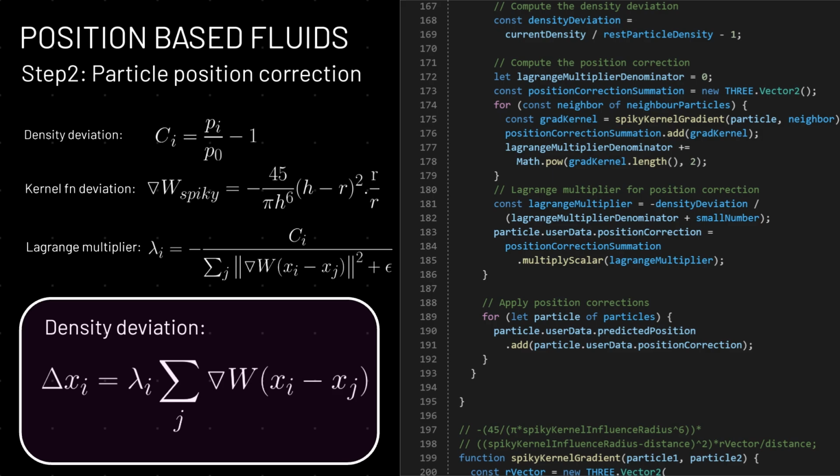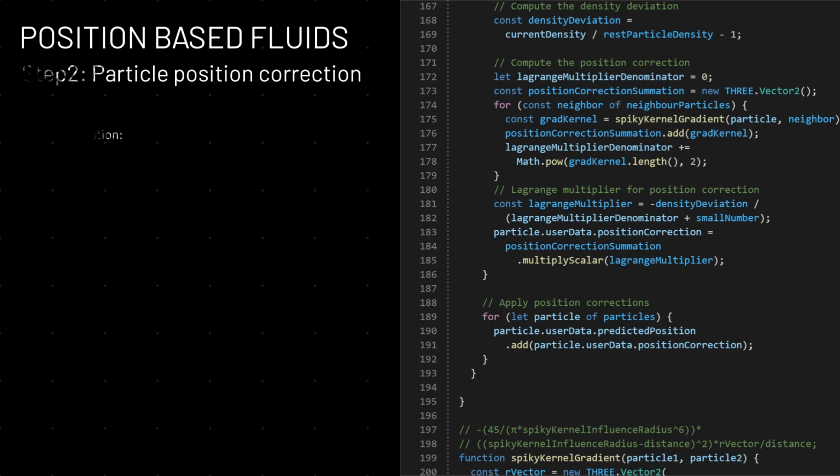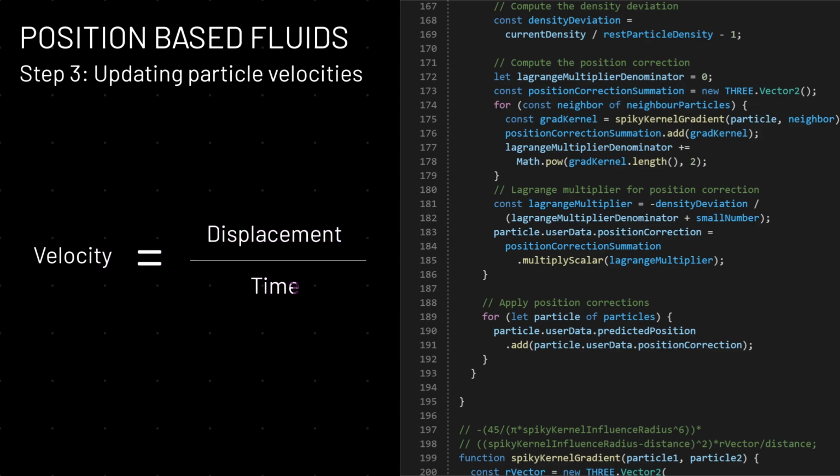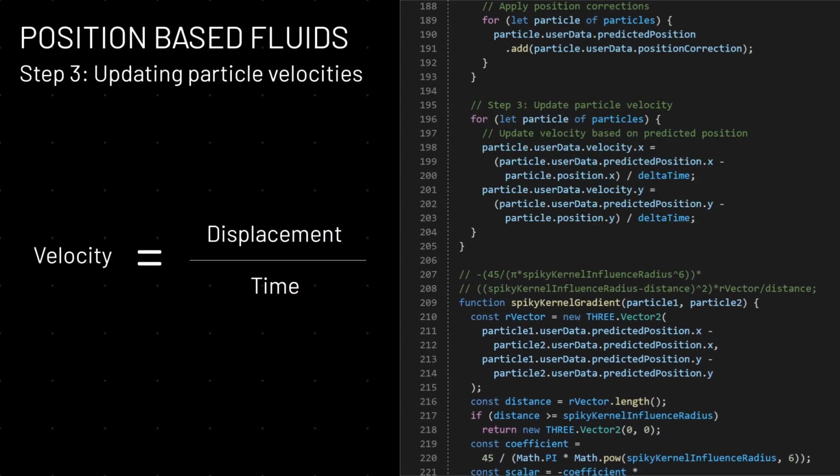positions. Once we've looped through position prediction a few times, we then determine a particle's velocity using the predicted position and the current particle's position. The formula for velocity is displacement over time, and so we can calculate it like this for every particle.